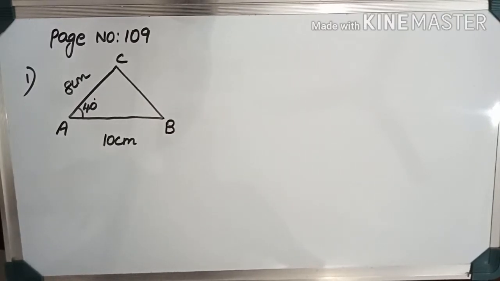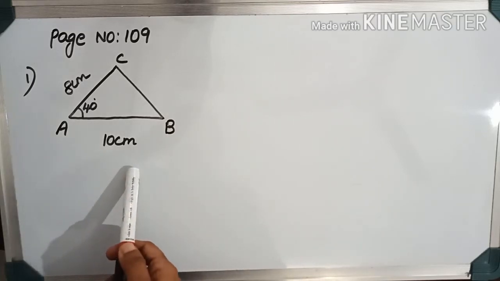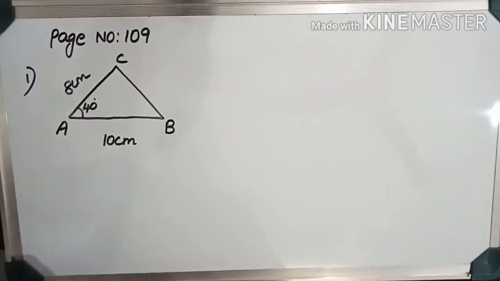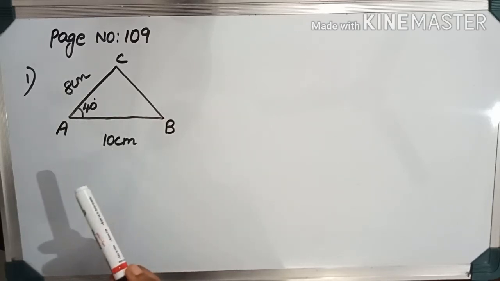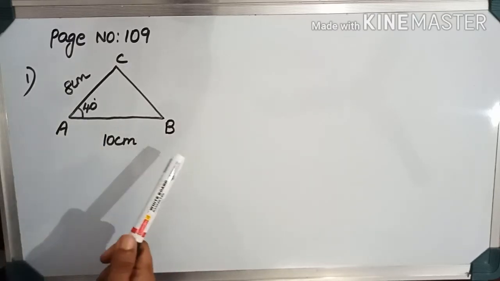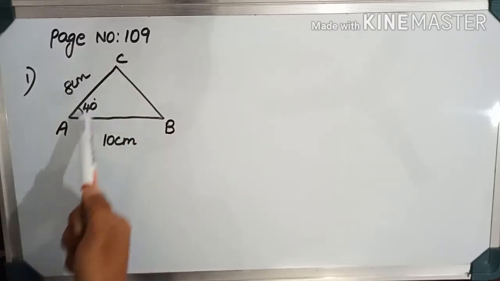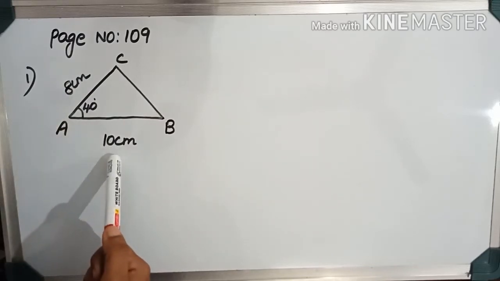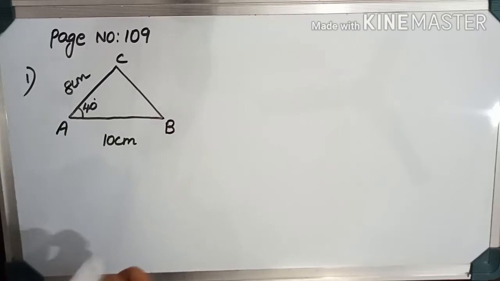First of all you have to draw a rough figure. For this chapter trigonometry, figures are very important. Then only we can solve the problems. In the question it is given that 10 centimeter is one side and the next side is 8 centimeter and the angle between them is 40 degree. 40 degree is an acute angle, so it is an acute triangle. Let's draw an acute triangle with one side as 10 centimeter and the next side as 8 centimeter. This 8 can be here also, no issue. Anyway you have to draw the rough figure.